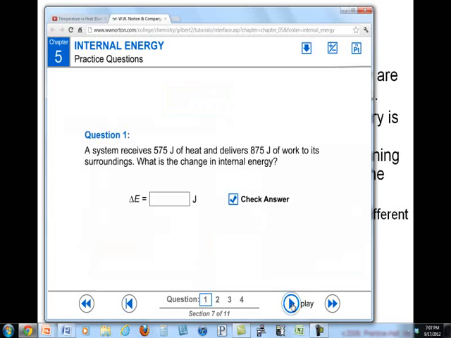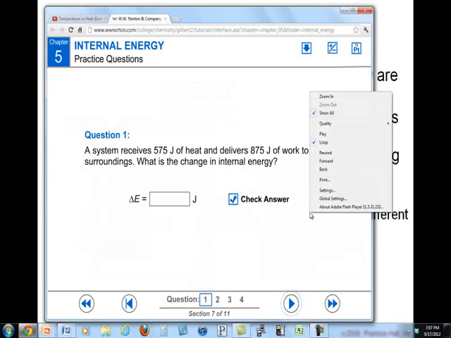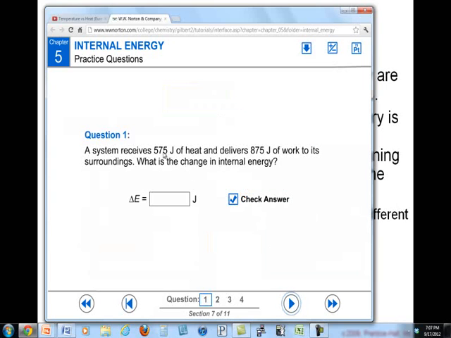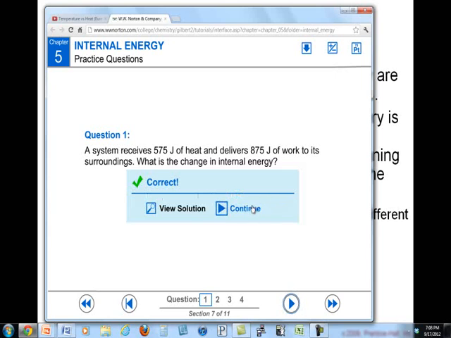So let's take a look at this. The system receives 575 joules of heat and delivers 875. So it receives 575 joules, so that's a plus, and delivers 875 to its surroundings. So it's going to be plus 575 minus 875, so the difference is going to be negative 300 joules.